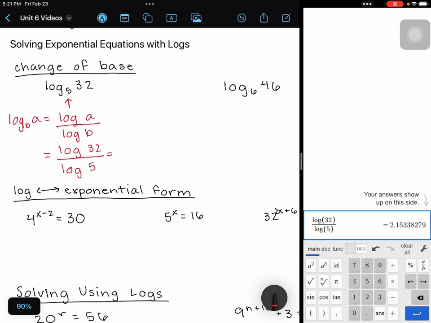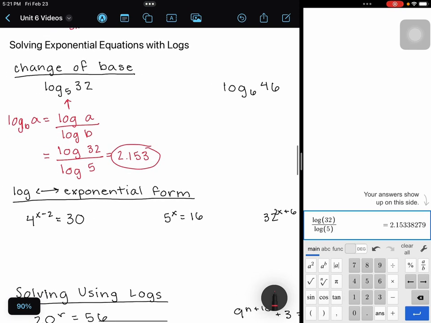And I want to round to the thousandths place. So I'm going to look at 3 numbers after the decimal and then look at the fourth to see if I'm going to round up or keep it the same. So here I would say 2.153 is log 32 divided by log 5.